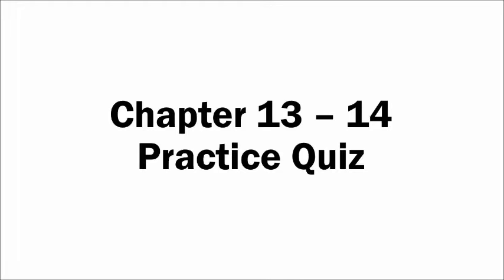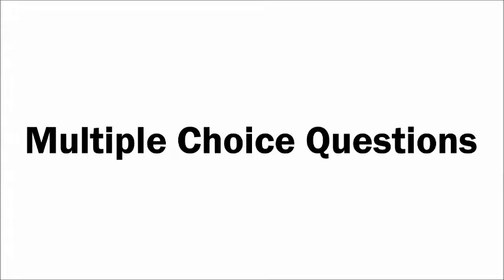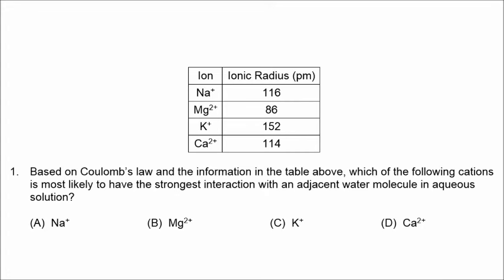These are the answers to the Chapter 13 and 14 practice quiz. Starting with the multiple choice questions. Number 1. Based on Coulomb's law and the information in the table above, which of the following cations is most likely to have the strongest interaction with an adjacent water molecule in aqueous solution?